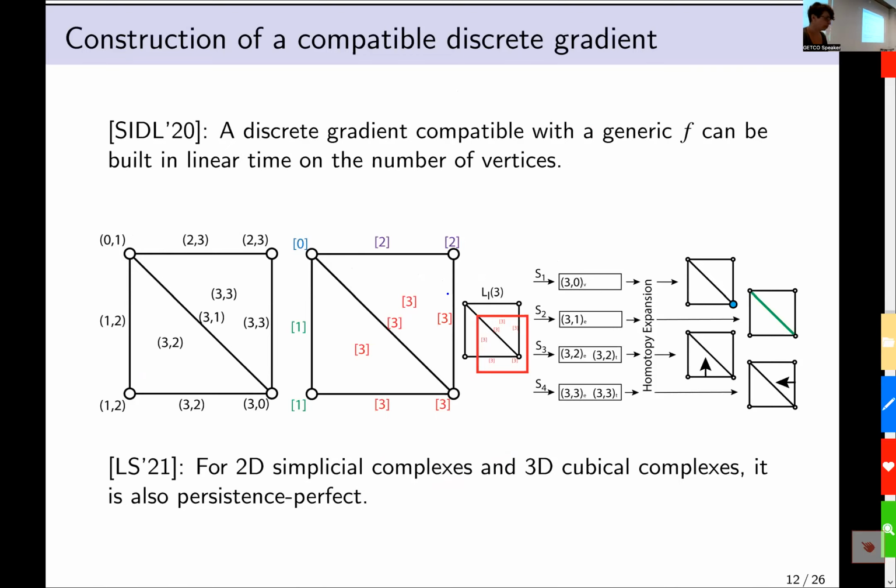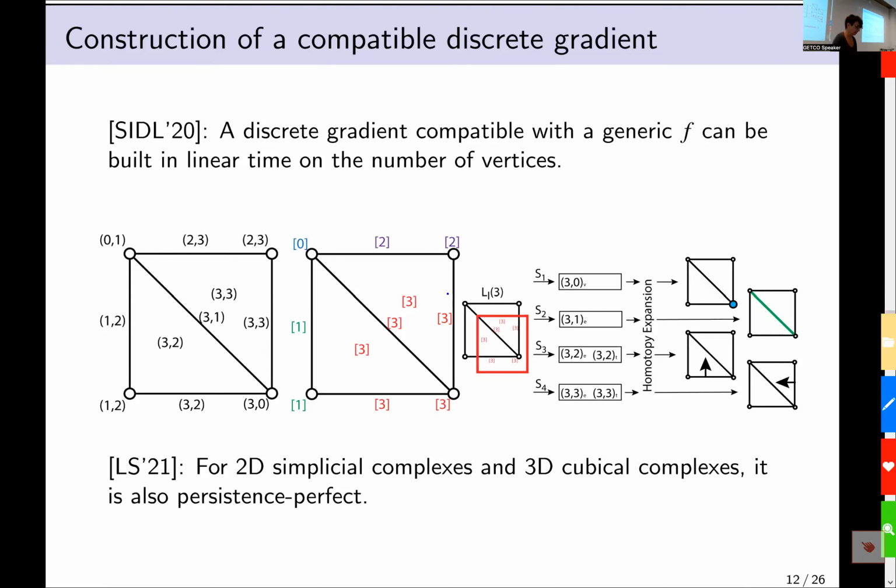Of course that graph was obtained because we are able to compute compatible discrete gradients. Remember, we want to compute a discrete gradient that is compatible so that the persistence module remains isomorphic when we move from the initial simplicial complex to its Morse complex. And one algorithm that has been developed to this extent is the following.